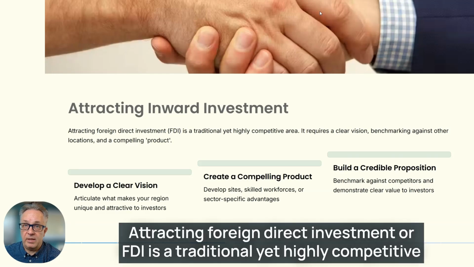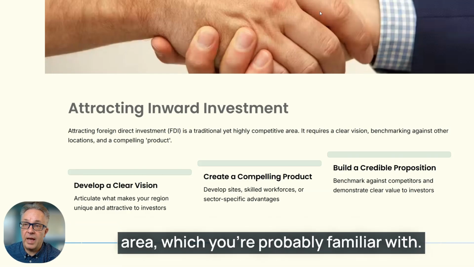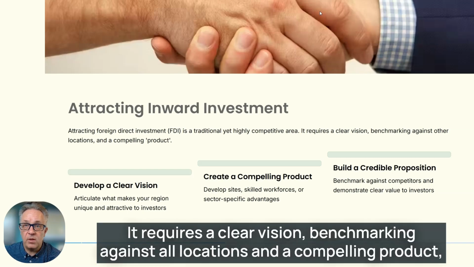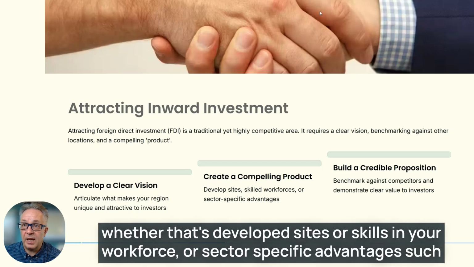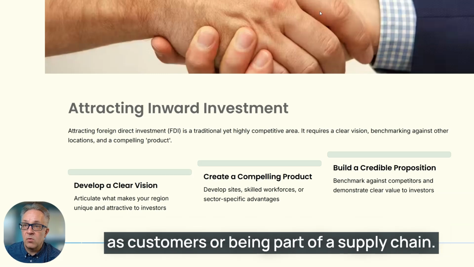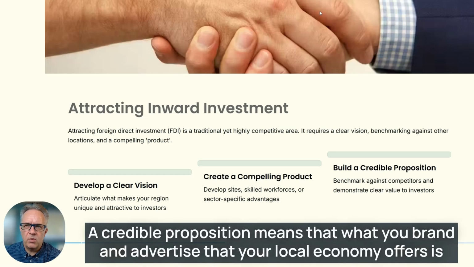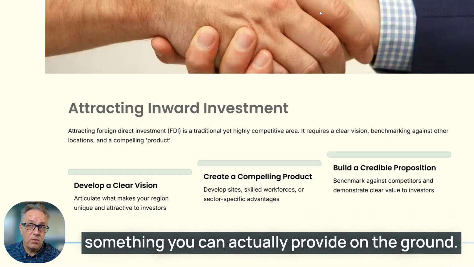Attracting foreign direct investment, or FDI, is a traditional yet highly competitive area which you're probably familiar with. It requires a clear vision, benchmarking against all locations, and a compelling product. Whether that's developed sites or skills in your workforce or sector-specific advantages such as customers or being part of a supply chain. A credible proposition means that what you brand and advertise that your local economy offers is something you can actually provide on the ground.